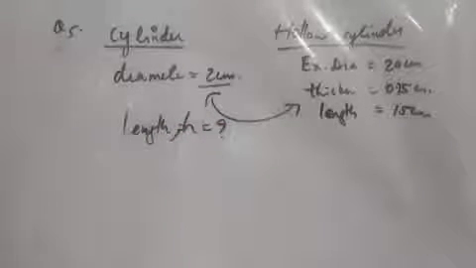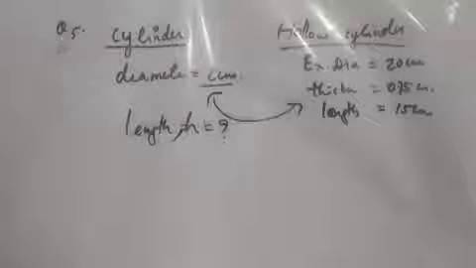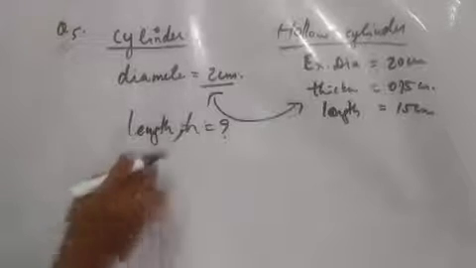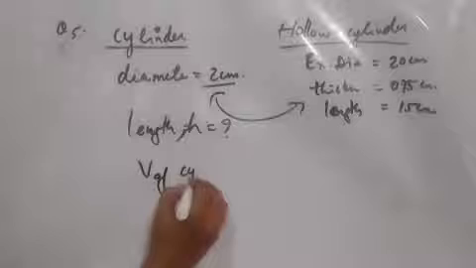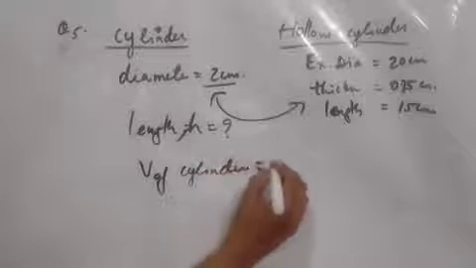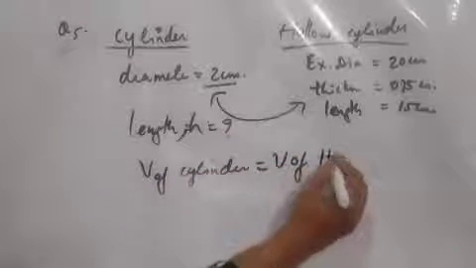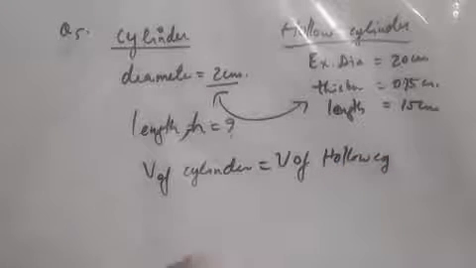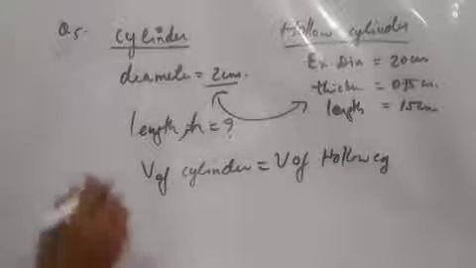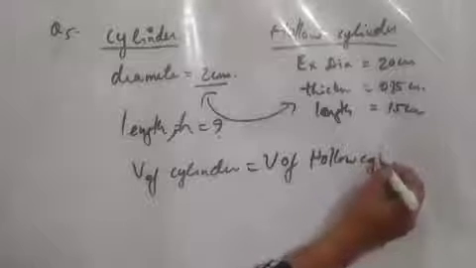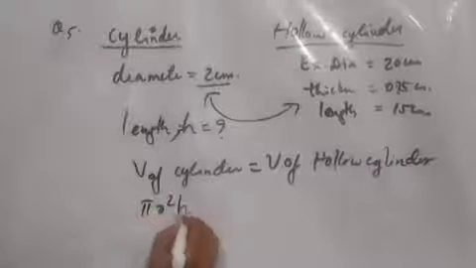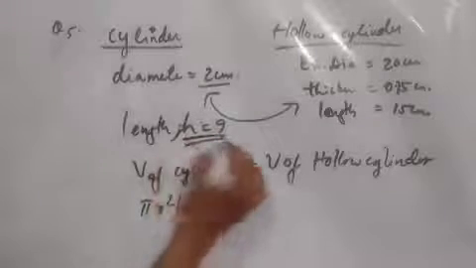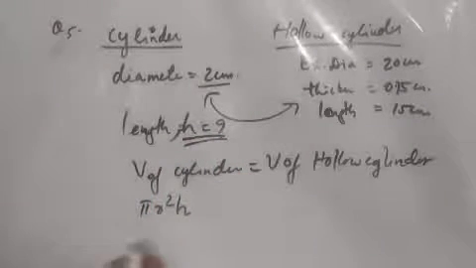So when a solid is melted and recast into another shape, its volume will not change. That means volume of cylinder and volume of the new hollow cylinder will be same. Volume of cylinder equal to volume of hollow cylinder. By using this property, we can find out the height of the cylinder. That is pi r square h. Let length or height of the cylinder be h.